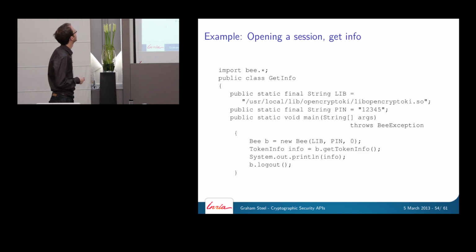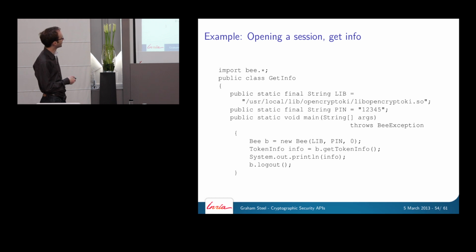So here's an example of just opening a session with a PKCS 11 device. I need to know, in a string, the location of the library that contains my PKCS 11 implementation, and I need to know the PIN. Then I'm going to ask to generate a new object using that library and that PIN, and this is a slot number. In this case I'm looking for slot number 0.